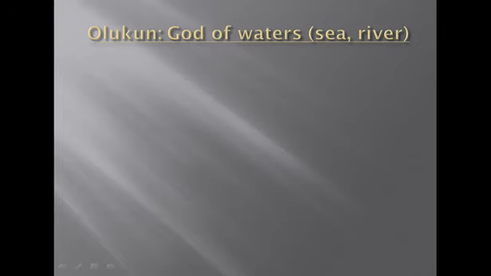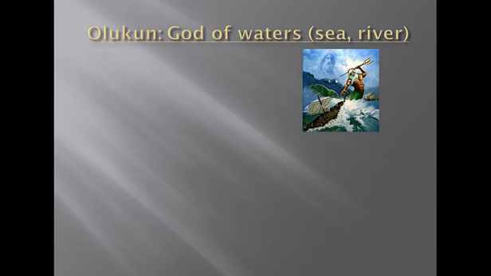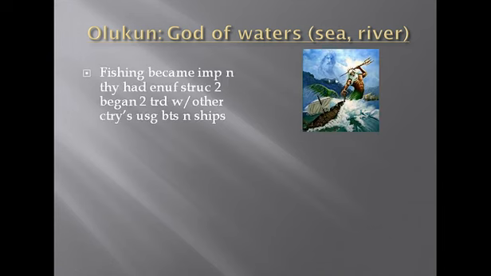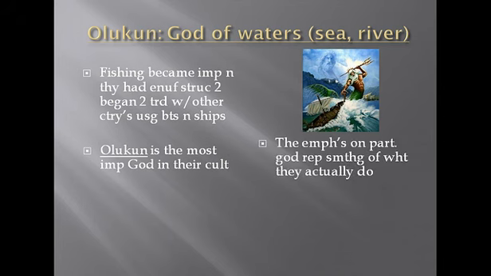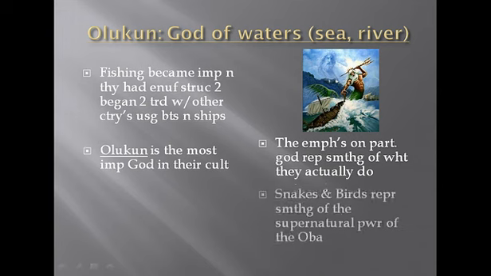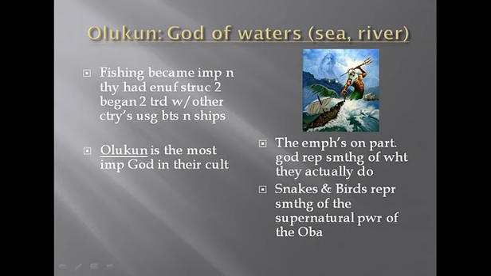Olukon, the god of waters, sea and rivers. Fishing became important and they had enough structure to begin to trade with other countries using boats and ships. Olukon is the most important god in their culture. The emphasis on a particular god represents something of what they actually do. Snakes and birds represent something of the supernatural power of the Oba.